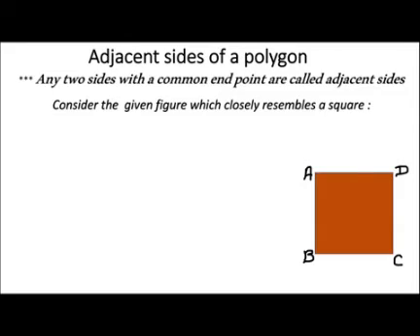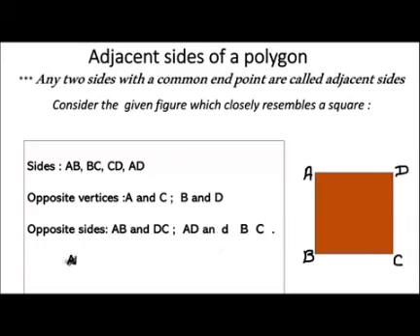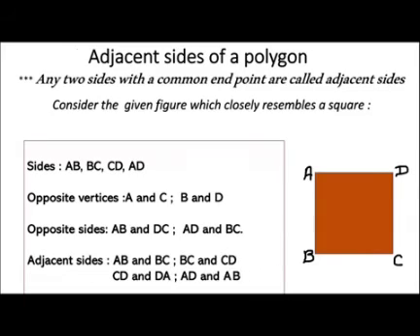Now, label this figure. Always remember, children, whatever figure you draw, you have to label the vertices. Only then you can label the sides or adjacent sides or opposite sides or diagonals. Okay. So, the sides are AB, BC, CD and AD. Do you agree? The sides are AB, BC, CD and AD. These are the sides of the quadrilateral.